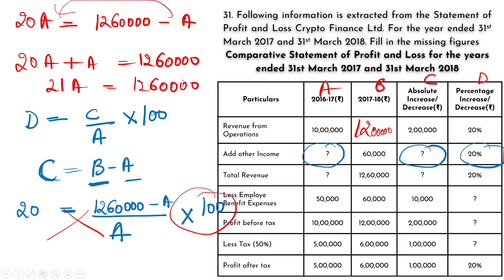Now can you calculate A from here? We can easily calculate it. 12,60,000 divided by 21, you will get A. So A is 60,000. A is 60. No, it will not be 60,000. Just a minute. There is some mistake.